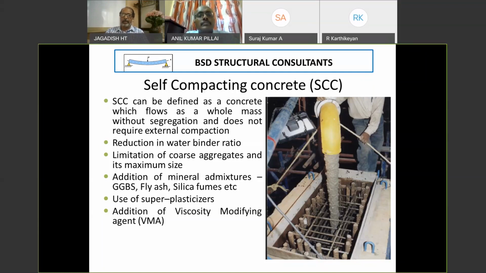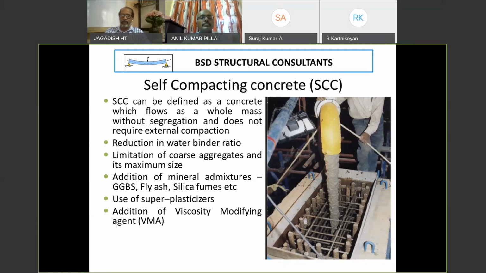Reduction in water binder ratio, limitation of coarse aggregate and its maximum size. These are all the requirements to produce SCC. Addition of mineral admixtures such as GGBS, fly ash, silica fumes. Use a superplasticizer. And addition of VMA.